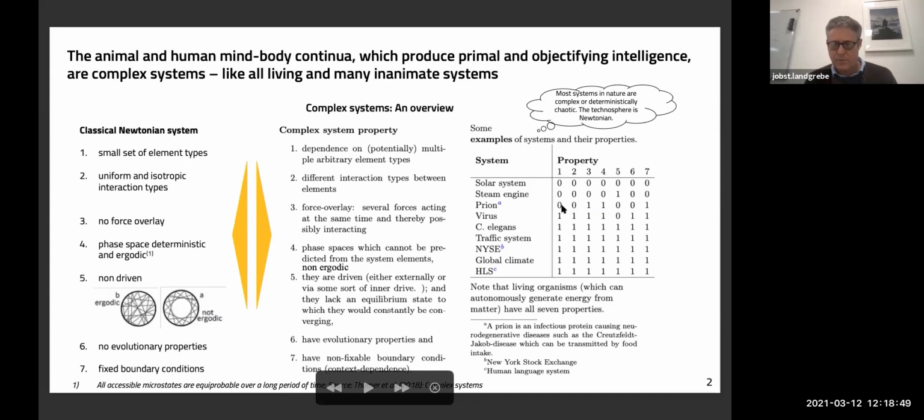A prion is, you may remember, an infectious protein causing neurodegenerative diseases such as Creutzfeldt-Jakob disease. And you see that a prion lacks several properties of complex systems. It just has the force overlay property, the non-ergodic phase space, and the non-fixable boundary condition, so context dependence, but it lacks the other properties. So these are the differences between simple and complex systems.